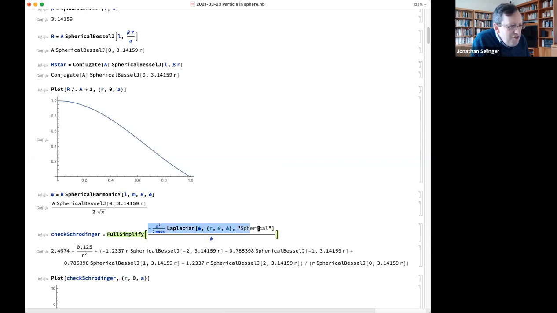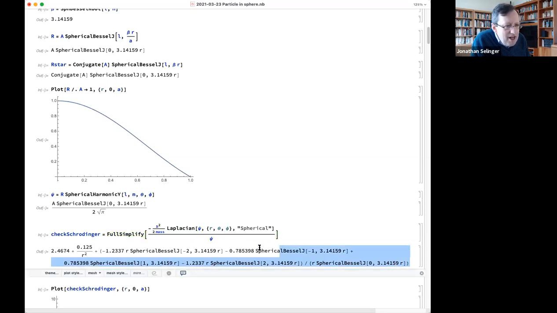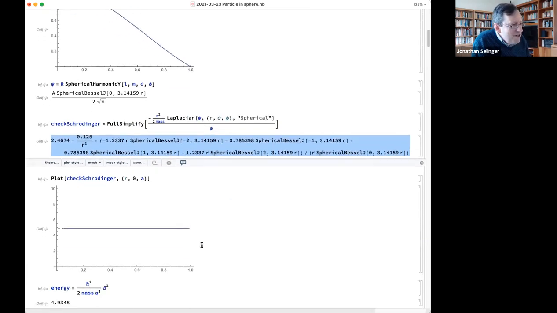Here, this is minus h bar squared over 2 mass. Here's the Laplacian. I have to tell Mathematica to do the Laplacian in spherical coordinates. And then if I divide that by psi, I get all this stuff, which is supposed to be a constant. It's supposed to be the energy, actually. Is this thing really a constant? Well, let's check. I'll make a plot of it. Yeah, actually, it is a constant. Mathematica didn't simplify it to be a constant, but it comes out to be a constant.